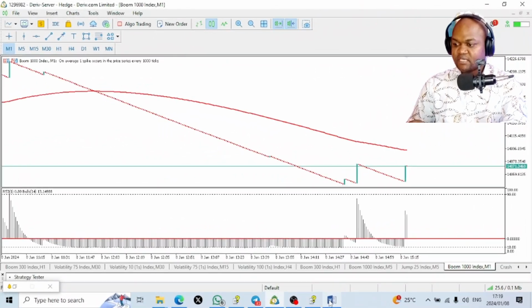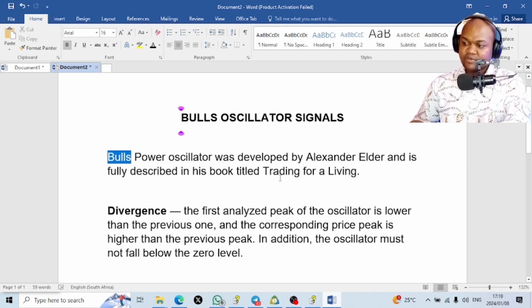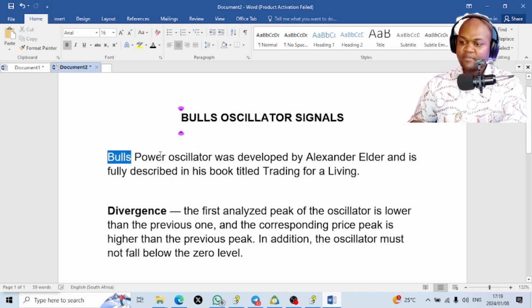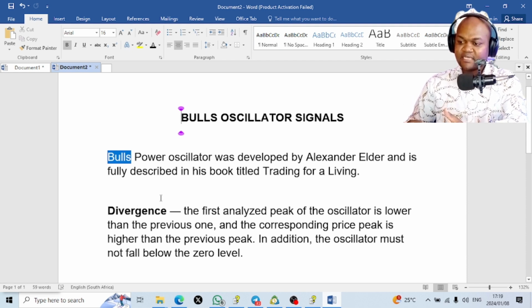Let me take you through some information that can be helpful. The boost power oscillator is the signal that we're going to be making use of. It was developed by Alexander Elder and is fully described in his book titled Trading for a Living. So this is the boost power, developed by Alexander Elder. In this strategy, we'll be mainly focusing on the divergence signals that will be generated by this indicator.